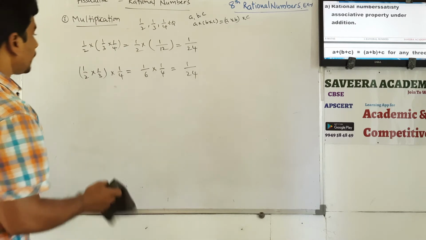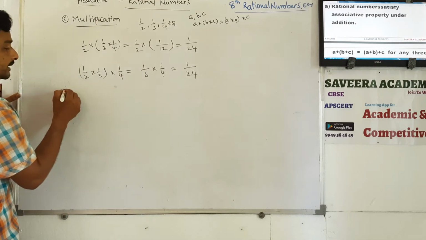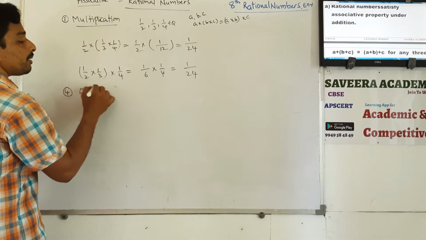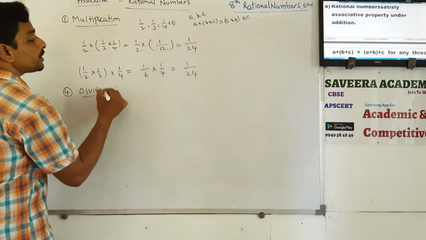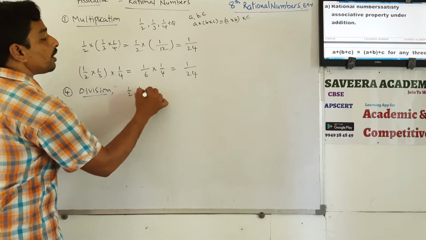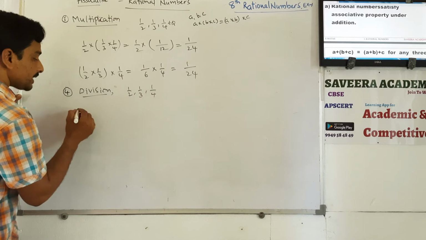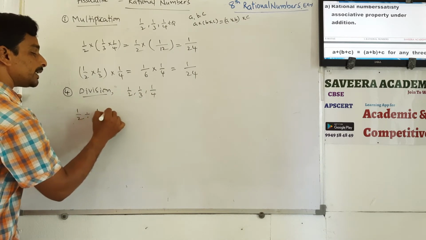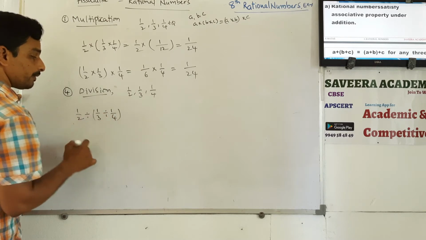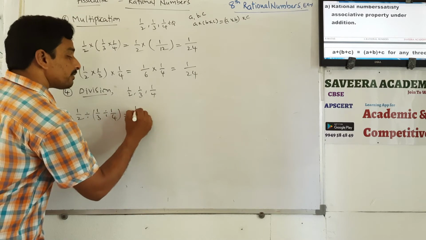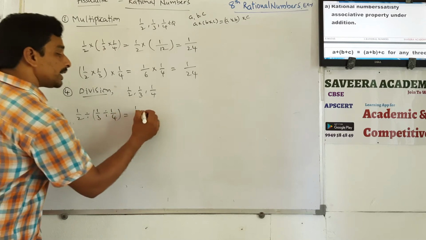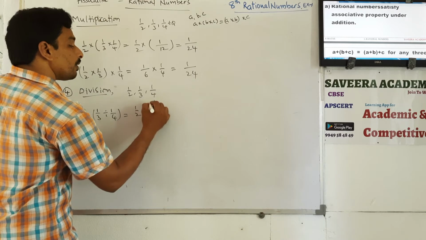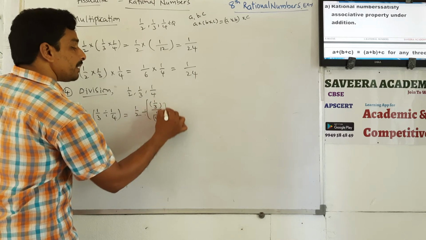Okay. Now in the case of division, let us check it. Same numbers, let us take division. So 3 numbers, 1 by 2, 1 by 3, 1 by 4. First let us find 1 by 2 divided by (1 by 3 divided by 1 by 4). First simplify this one. This is equal to 1 by 2 divided by 1 by 3 by 1 by 4.